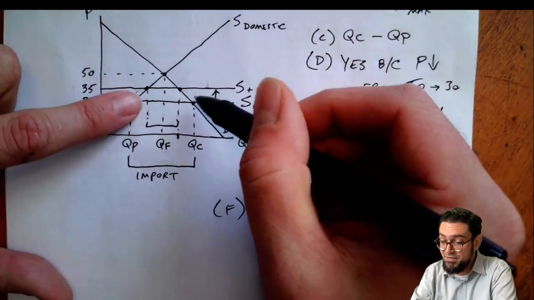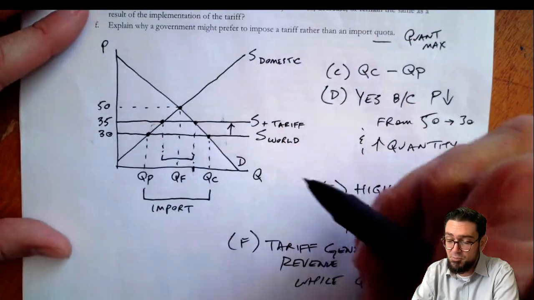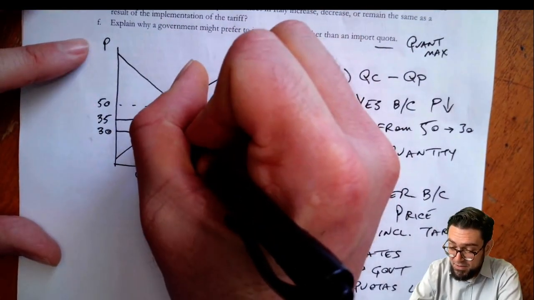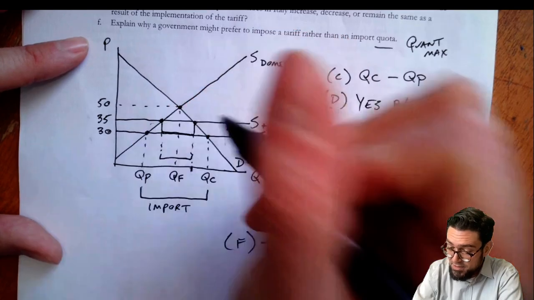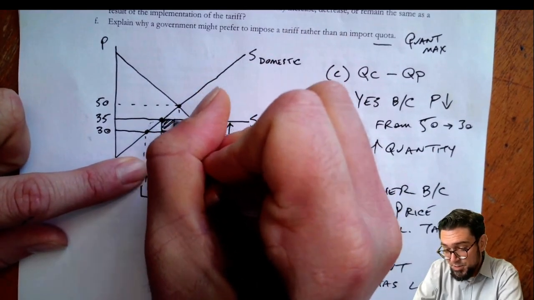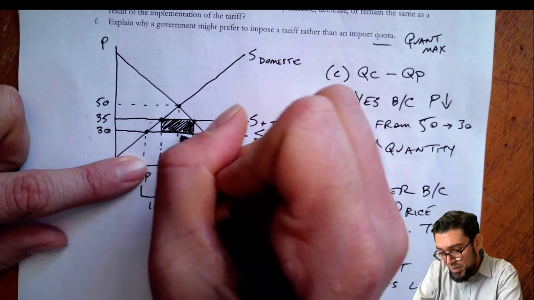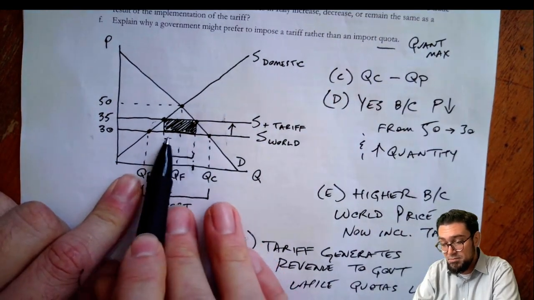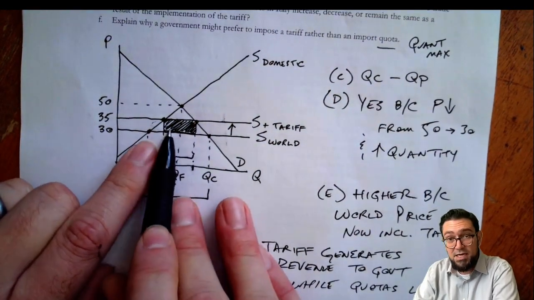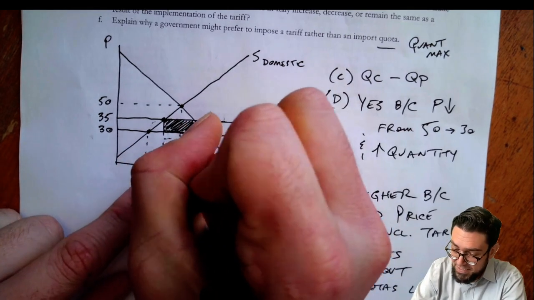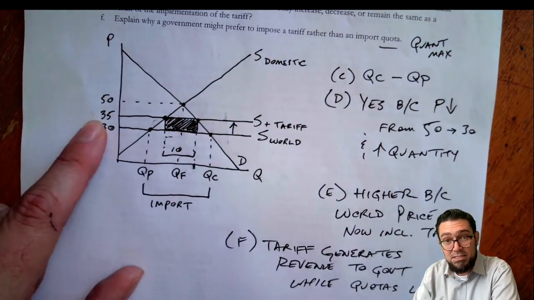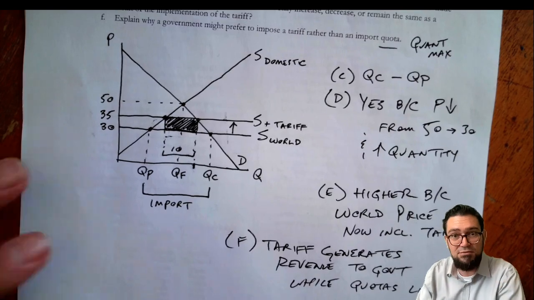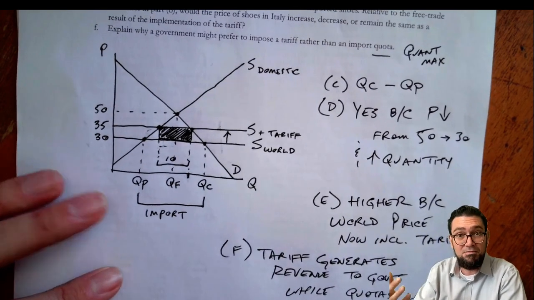And by the way, we can actually even see in this graph how much that tariff income would be. If our tariff was 5, this little box right here is the number of imports. I'm going to shade it right here. This is the amount of imports after the tariff times the $5. So if after the tariff we imported 10 units, 10 times 5 is 50. That's how much revenue this tax is generating for the government.